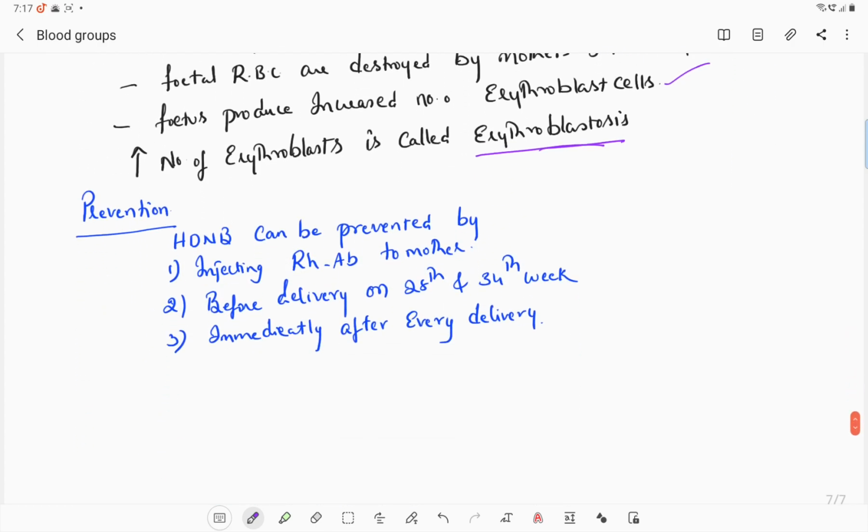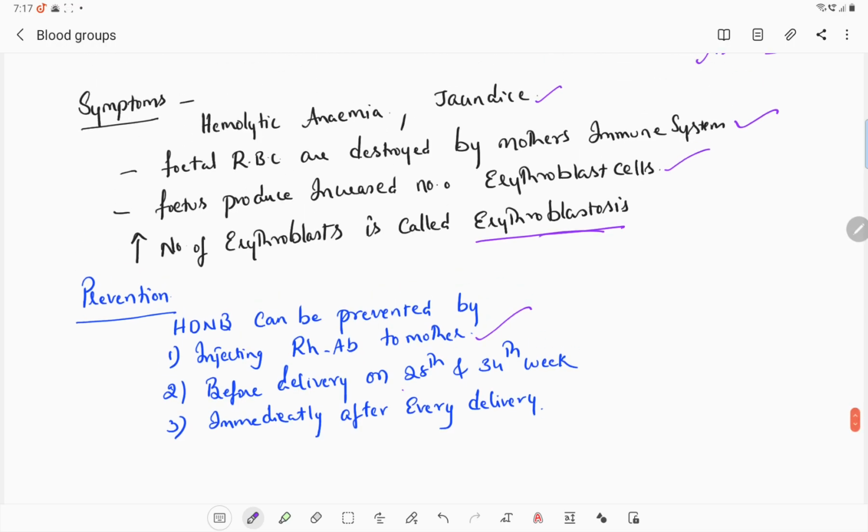Then how can you prevent erythroblastosis fetalis? HDNB can be prevented by injecting Rh antibodies to the mother before delivery, at the 28th and 34th week, or immediately after every delivery. Which baby is affected with erythroblastosis fetalis? From the second baby onwards, it can occur. First babies are always safe. The second baby will get affected.